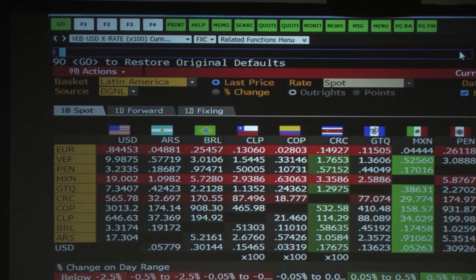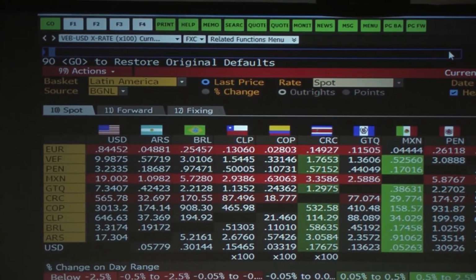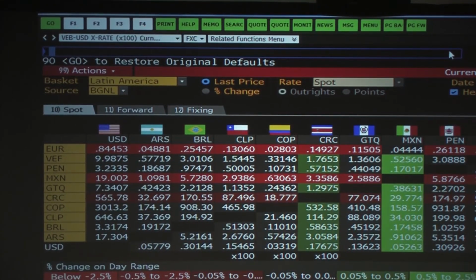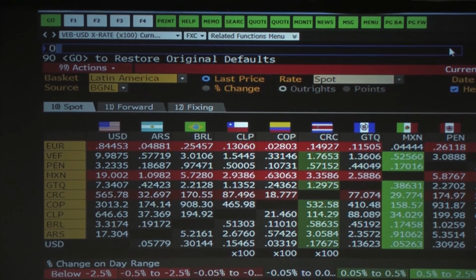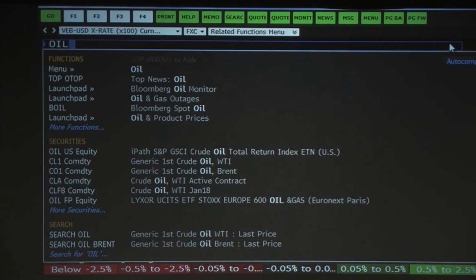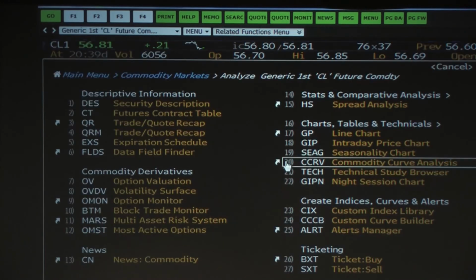So the way to look at commodities through Bloomberg, you have to actually know the tickers, and knowing the tickers is sometimes hard. So let's say I want to look for oil. Let me write oil. So we can see we have an equity. We're not looking for equities right now. We're looking for commodities. So the next one says generic first crude oil, WTI. Can anyone tell me what WTI is? What did you say?